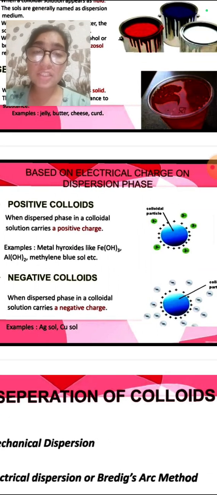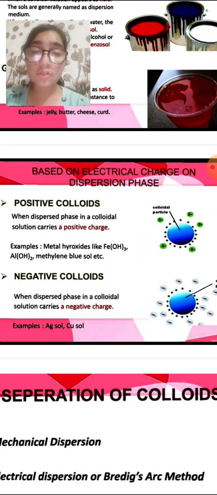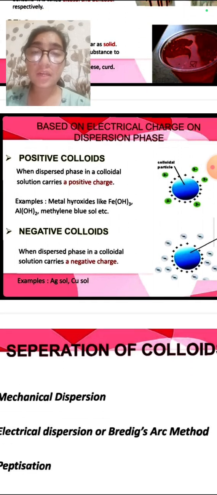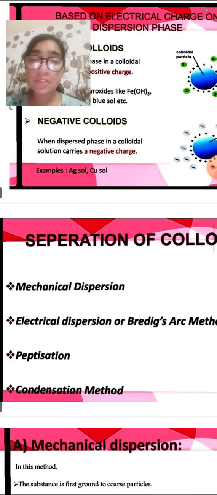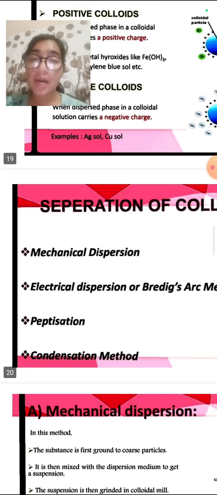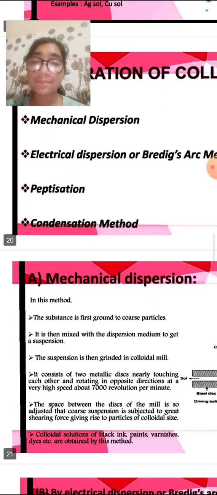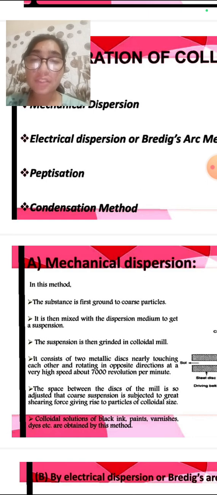Negative colloids: when the dispersed phase in a colloidal solution carries a negative charge. Examples: silver sol, copper sol. Preparation of colloids: mechanical dispersion, electrical dispersion or Bredig's arc method, peptization, and condensation methods. Mechanical dispersion: in this method, the substance is first ground to coarse particles. It is then mixed with the dispersion medium to get a suspension. The suspension is then ground in a colloidal mill.